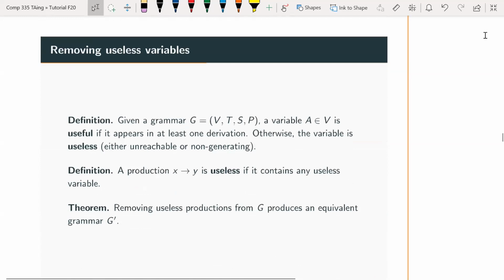But if it is, the last component of simplification that we're going to look at is removing useless variables. So first of all, what is a useful variable?